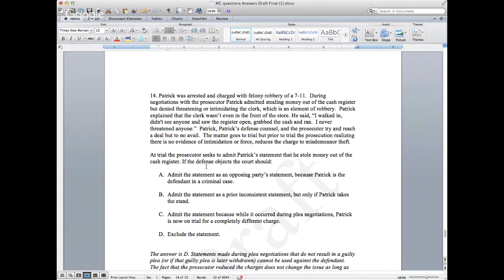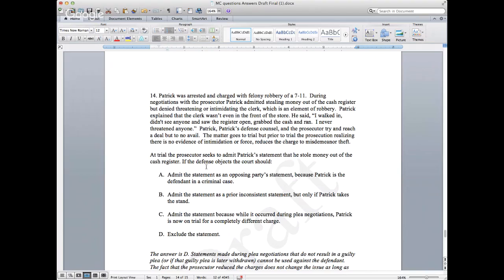Patrick was arrested and charged with felony robbery of a 7-Eleven. During negotiations with the prosecutor, Patrick admitted stealing money out of the cash register, but denied threatening or intimidating the clerk, which is an element of robbery. Patrick explained that the clerk wasn't even in front of the store. He said, I walked in, I didn't see anyone, and saw the cash register open, grabbed the cash and ran. I never threatened anyone.